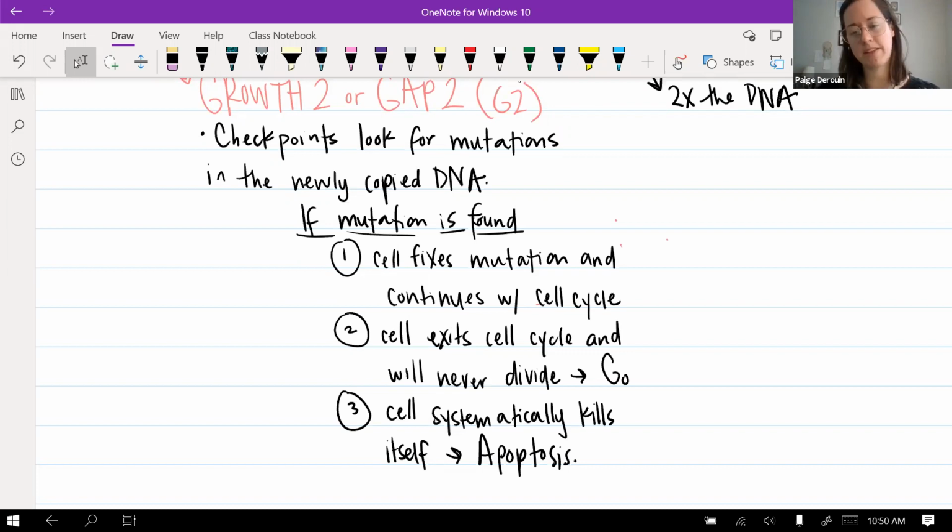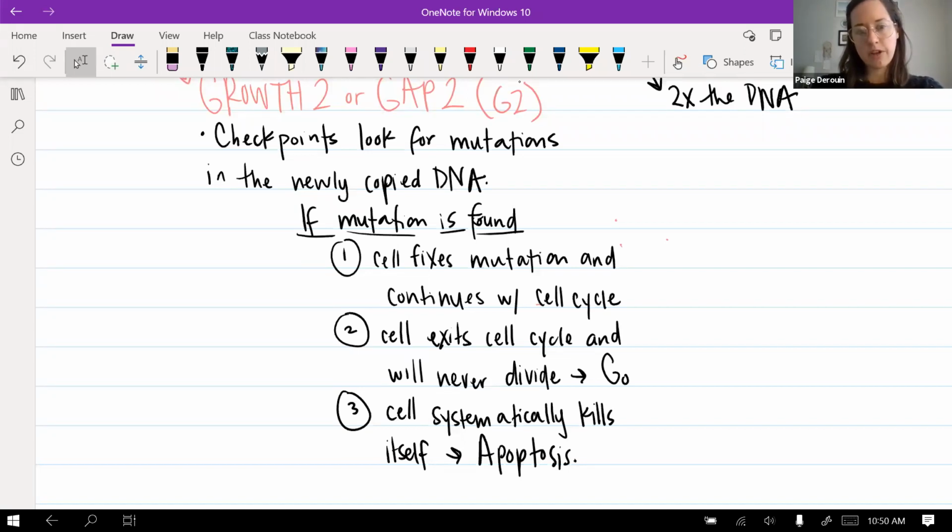Does anyone have any questions about that? When I say systematically, it means it will break down its organelles and then it will break down its cell membrane. It has the enzymes it needs to break down all the parts of the cell. Okay, cool.